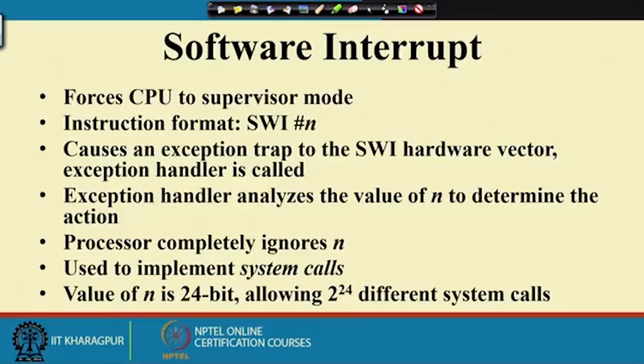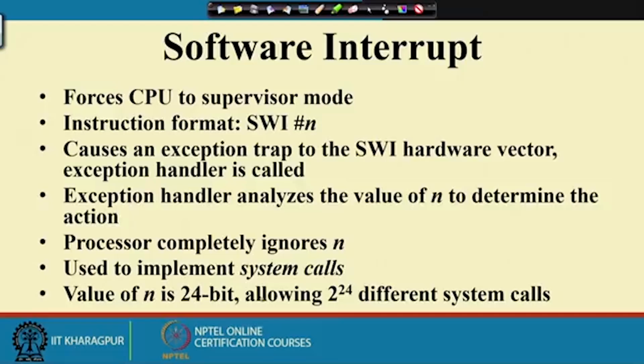So, this SWI n, this n can be any of the 24 bits. So, n is a 24-bit value. Instead of that 8-bit value, now n is a 24-bit value. So, we can have 2 power 24 different OS services. Each of these services is called a system call. So, we have got 2 power 24 different services. That is good, because now I can implement a large number of system calls in my operating system.